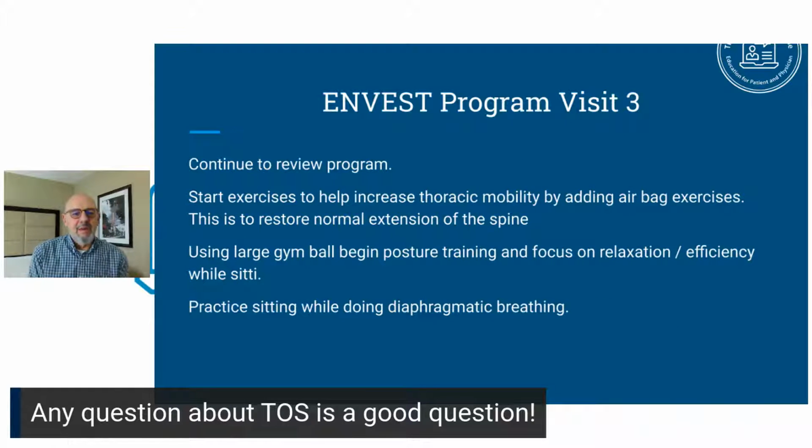So we have visit 3. Now we're going to continue to review the program, what we've done in visits 1 and 2, and we're going to start exercises to help increase thoracic mobility. There's an airbag exercise, and this is to restore that normal extension of the spine, right? We're trying to get away from this forward trunk position, shoulders forward, the thoracic spine forward. We also do a gym ball exercise to begin posture training, and we're going to focus on relaxation and efficiency while sitting. And we're going to practice the diaphragm breathing while sitting.